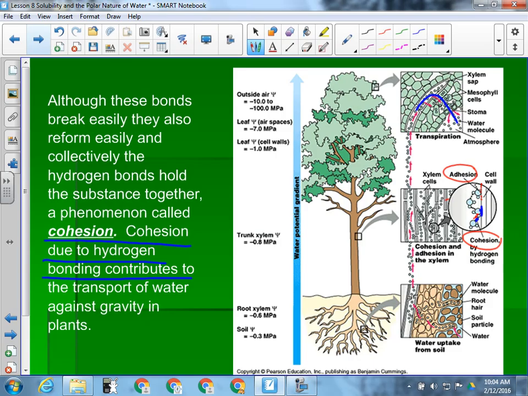What causes the water to move up the plant is something we'll talk about in the biology unit. But it has to do with when water evaporates, it's still hydrogen bonded to the liquid, so as it moves out, it pulls the liquid up. And then the hydrogen bond kind of breaks, and the vapor goes into the air, and the liquid moves up. So it creates kind of a pulling force. Does that make sense? So cohesion, that's an important term. Got to know what cohesion is. Due to hydrogen bonding, it contributes to the transport of water.